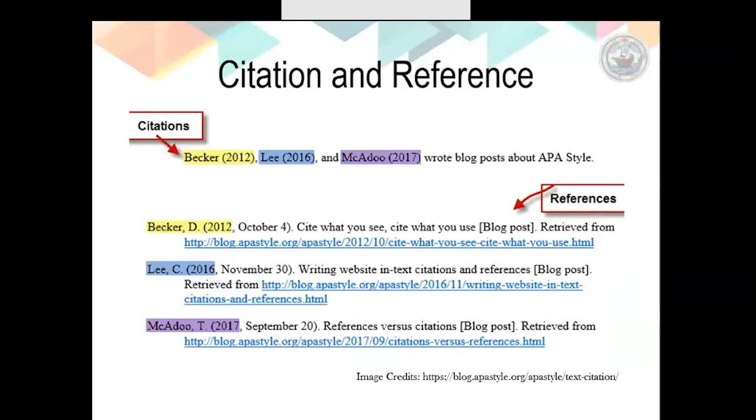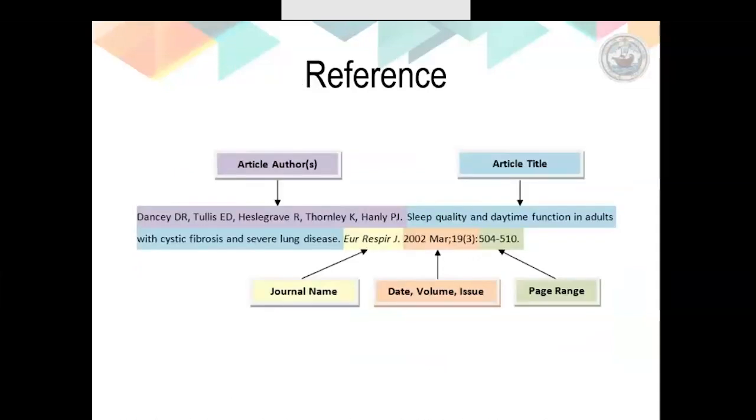So it is quoted inside the text. So here in this example, you can find there is the author name with the year, whereas in the references, you can find the full details, the author, the name of the journal, the link from where it was taken and all that. So references is going to have more information like the article authors, the title of the article, the name of the journal, the date, the volume, the issue, the page range. So it is going to have a lot of information.